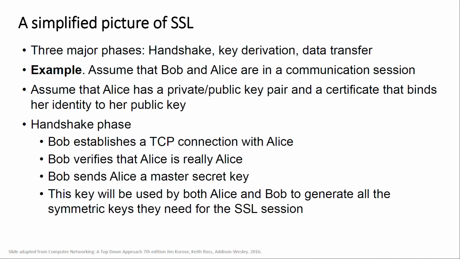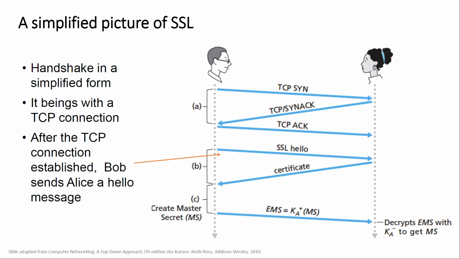Here is an example. Assume that Bob and Alice are in a communication session. Assume that Alice has a private-public key pair and a certificate that binds her identity to her public key. At the handshake phase, Bob establishes a TCP connection with Alice. Bob verifies that Alice is really Alice by checking the certificate from the certificate authority. Bob sends Alice a master secret key. This key will be used by both Alice and Bob to generate all the symmetric keys that they need for the SSL session. So let's look at it in a more detailed way.